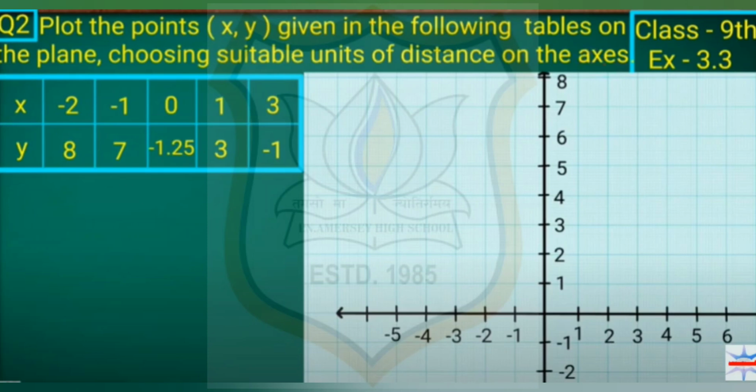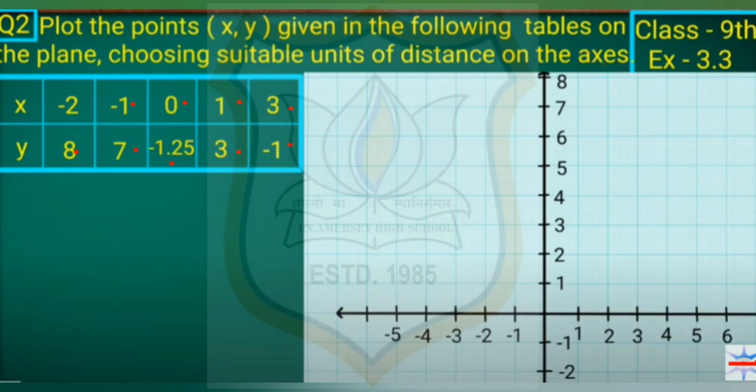First we have x equals minus 2 and y equals 8. Next x equals minus 1 and y equals 7. Next is 0 and minus 1.25. Next x equals 1, y equals 3. Next x equals 3 and y equals minus 1.